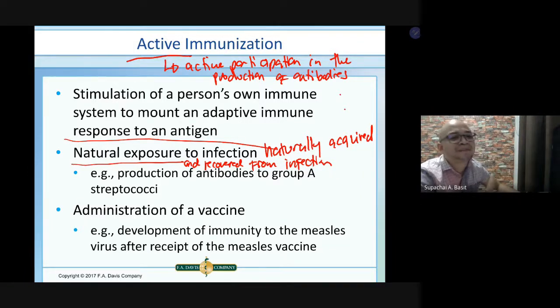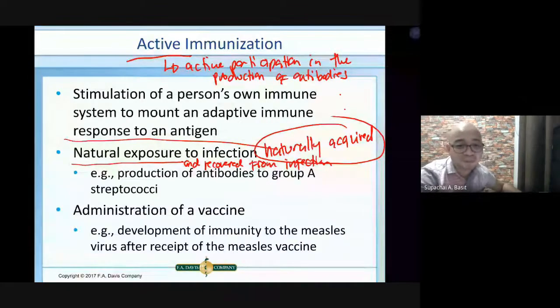For example, we have been infected with group A streptococcus, and eventually we produce antibodies against group A streptococcus. It is not always true, because even if you have been infected with COVID-19, there's still a chance that you can be reinfected, since there are many variants of the SARS-CoV virus. But if you have recently recovered from COVID-19, most probably it will take a while before you get another infection. That is an example of naturally acquired immunity.